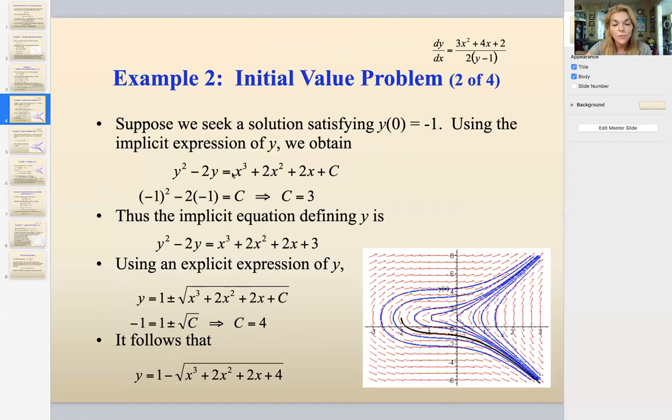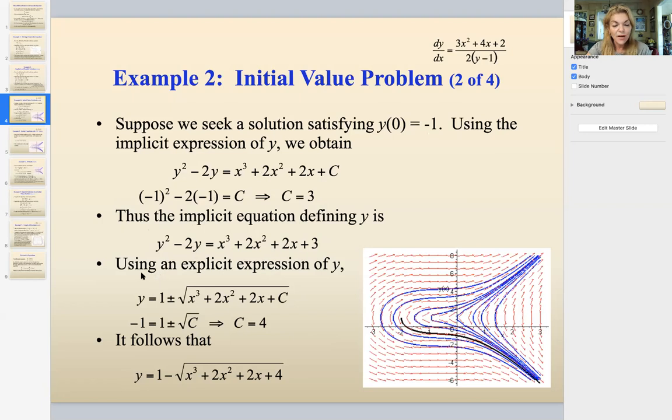So now I can plug into this implicitly defined solution when x is 0 and y is -1. So I get -1 squared minus 2 times -1 is equal to 0, 0, 0, c. So solving that, that says c equals 3. So the implicit equation looks like this.